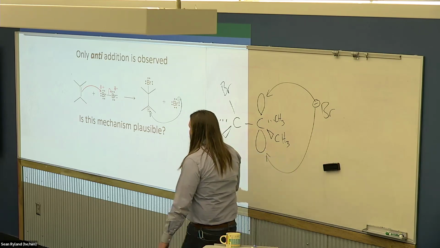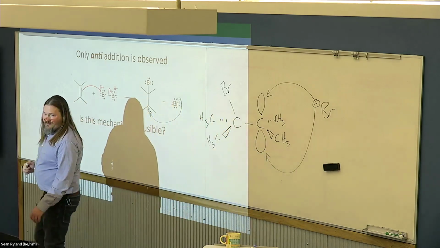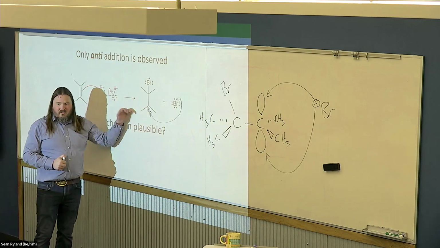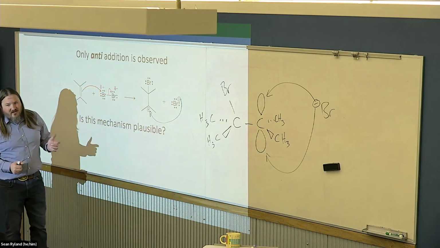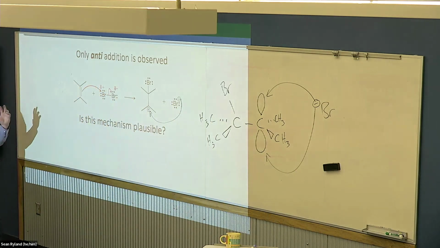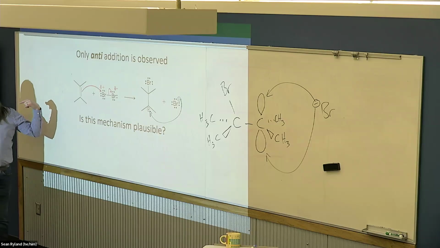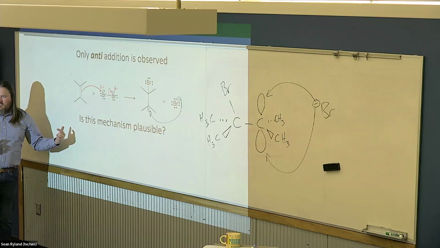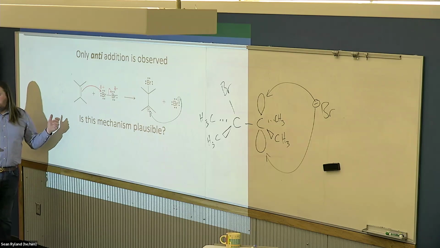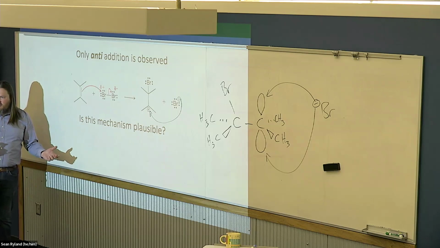I like going through the logic of here's the experimental result, and then here's a proposed mechanism. Does it fit? Because we can't actually prove these mechanisms. We can't prove that this is what happens, but what we can do is prove it's not what happens. So the mechanisms we talk about are the ones that make the most sense with how we understand the concepts, the ones that we can't rule out.